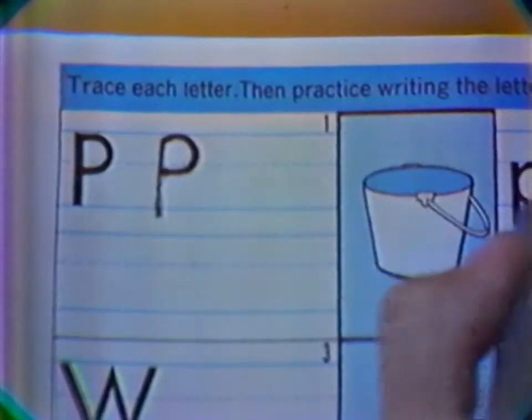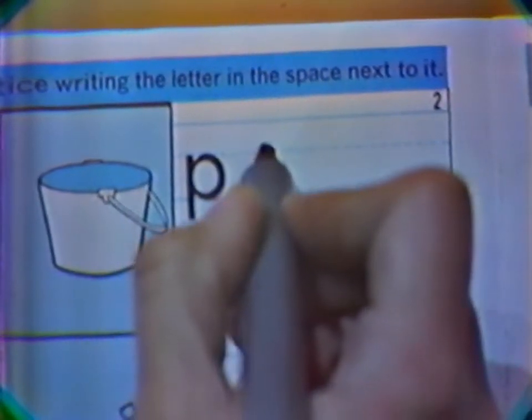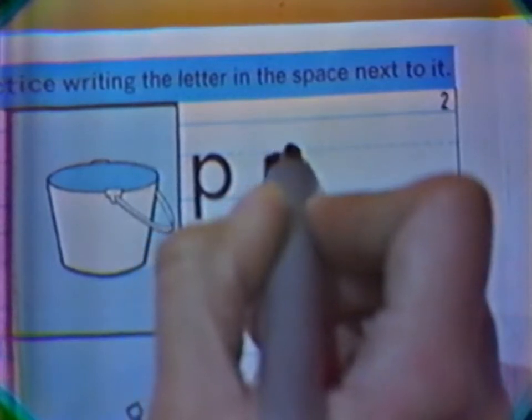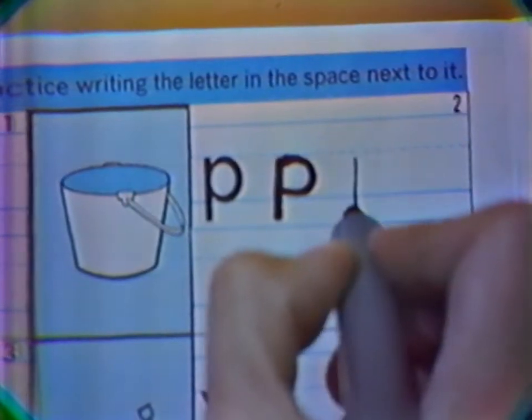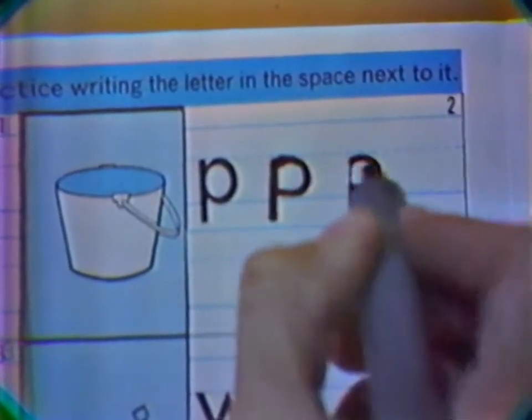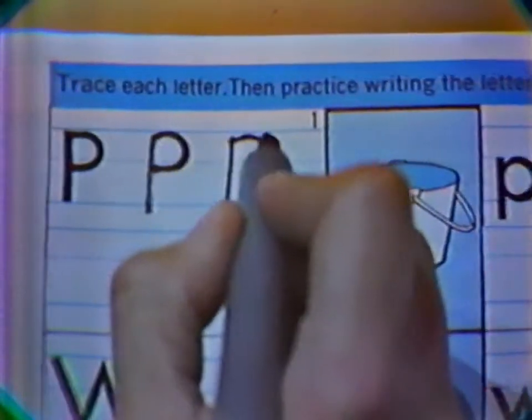Now, small p starts halfway between the lines, and we make a straight line down a little past, then back up here, and a half circle around here and stop. That's small p. All right, now let's write them again. You do it with me. Capital P and small p.